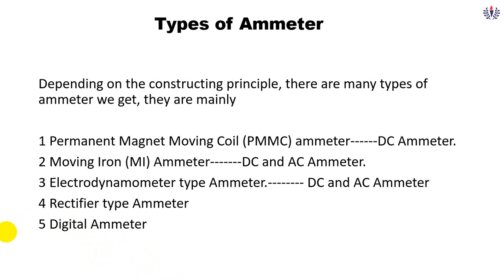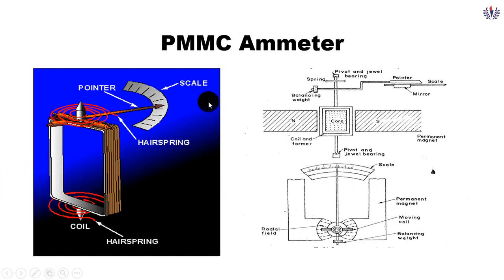Then the rectifier type ammeter, which is only suitable for AC measurement. And the final one is the digital ammeter. It may be AC or DC. Only one thing extra is required, that is an A to D converter, analog to digital converter, and it should be programmed. So now we are going to see the PMMC ammeter.